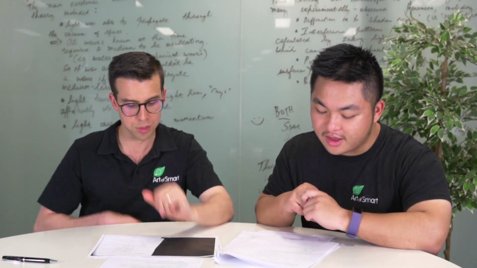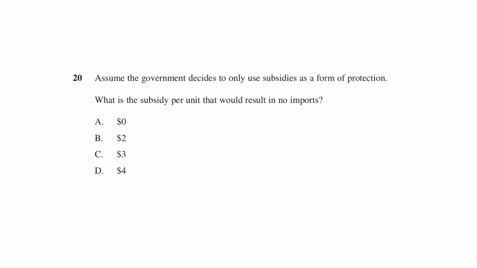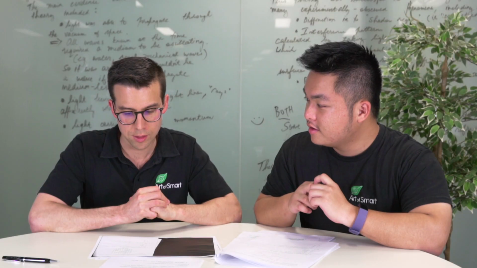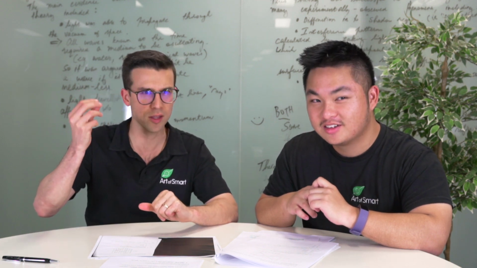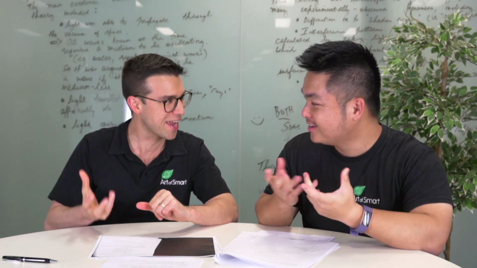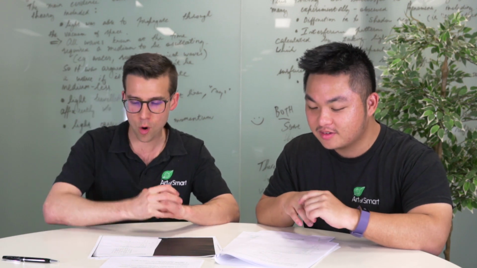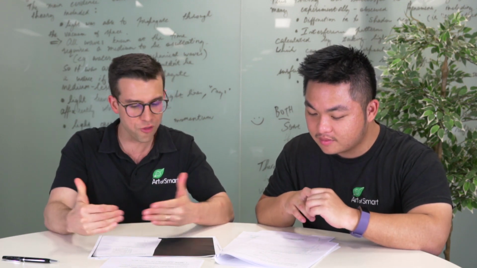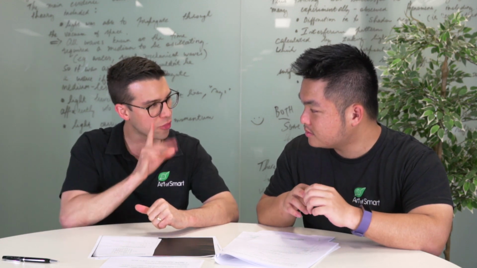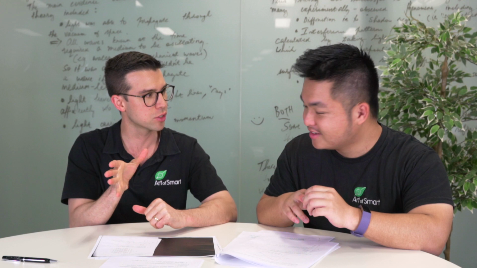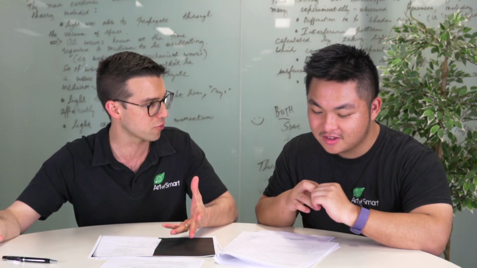So, assume that the government decides to only use subsidies as a form of protection. What is the subsidy per unit that would result in no imports? I think this really screwed a lot of people over, didn't it? They're like, no imports? How do we even get here? How does a subsidy work? So what's the first thing students need to do? I think if you get this one thing right understanding-wise, the question sort of flows for you.